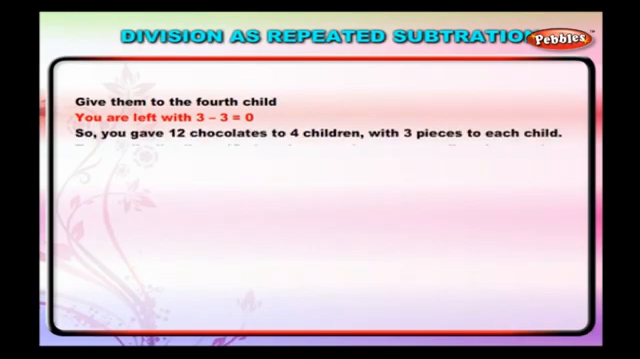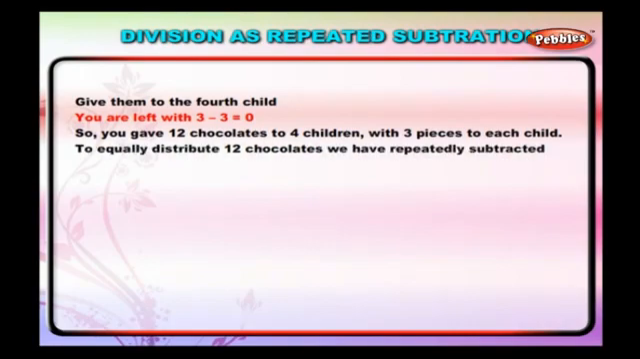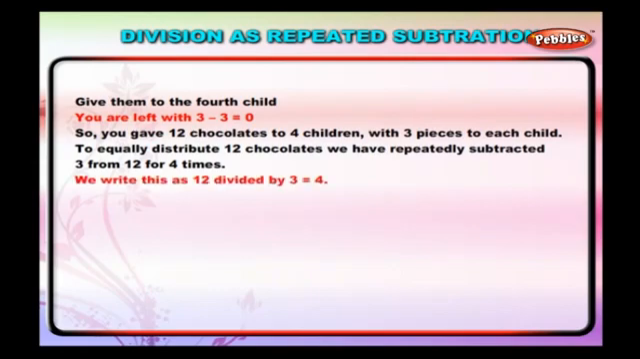So, you gave 12 chocolates to 4 children with 3 pieces to each child. To equally distribute 12 chocolates, we have repeatedly subtracted 3 from 12 for 4 times. We write this as 12 divided by 3 is equal to 4.